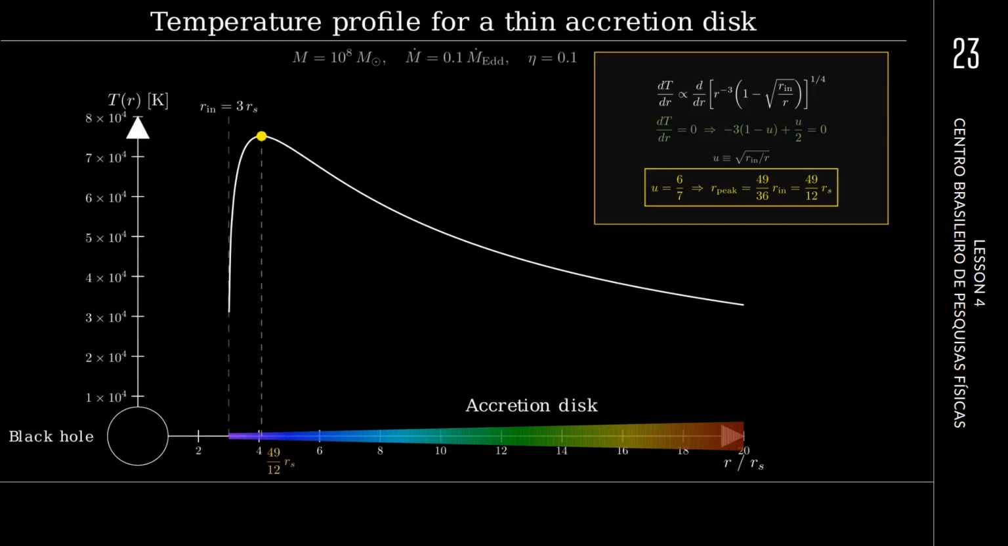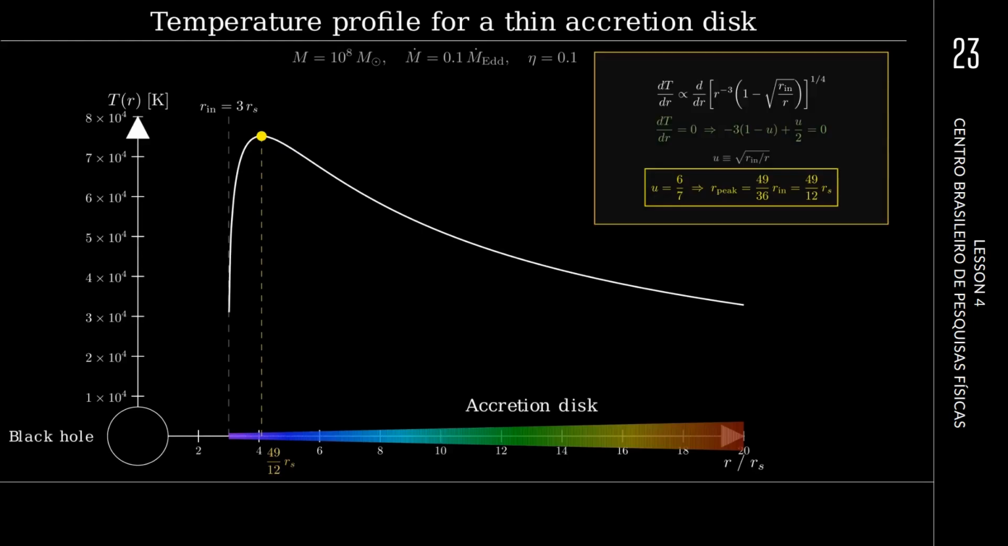To find this maximum here, we just need to take the derivative of the temperature function in terms of R and make it equal to 0. Okay, and the result is 49/12 Schwarzschild radii. Okay, this will be interesting in the next slides.